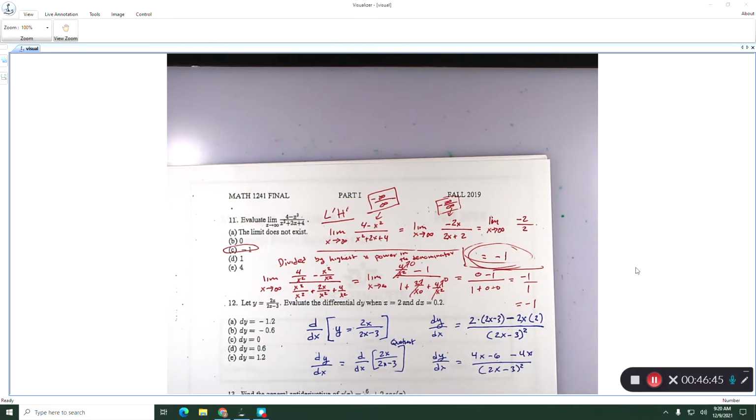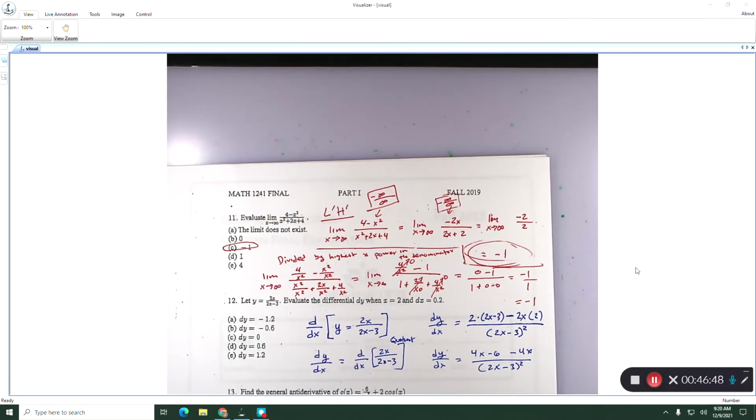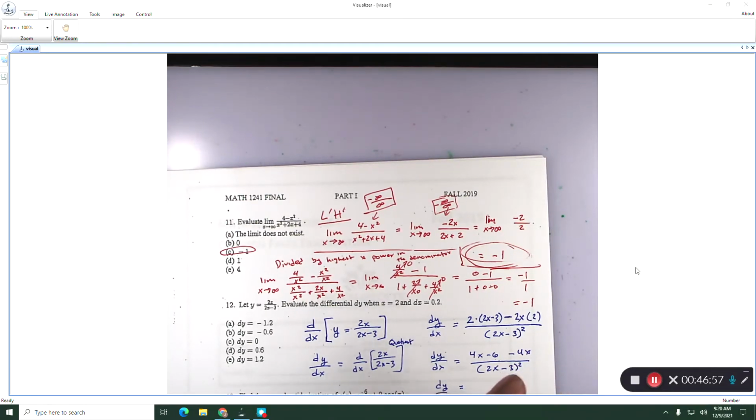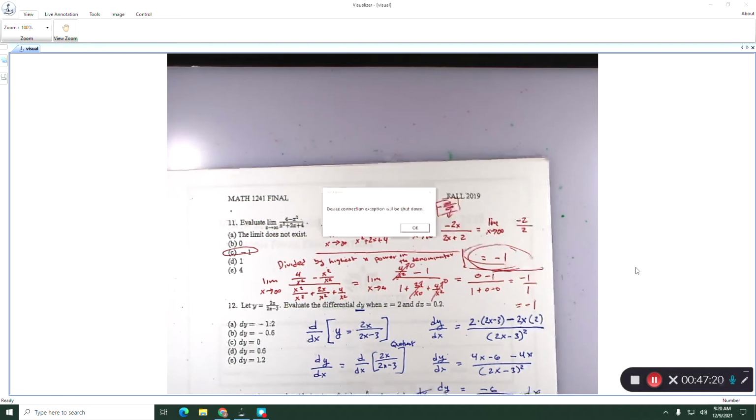I'm not going to FOIL anything out or distribute anything in the denominator just yet. I'm going to see what I can do without doing that. dy dx is equal to negative 6 over 2x minus 3 squared. And so we're trying to evaluate dy. We're trying to find dy. I'm going to multiply dx on both sides so that I can get rid of this dx. Bam, bam. So I end up with dy is equal to negative 6 over 2x minus 3 squared times dx.